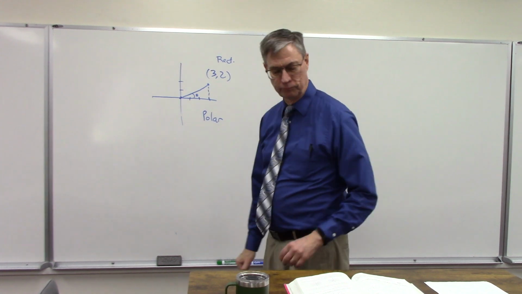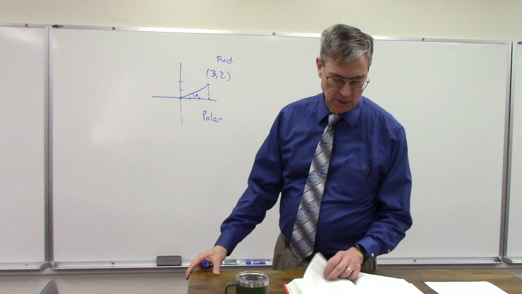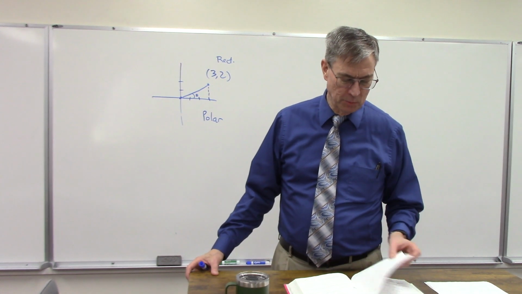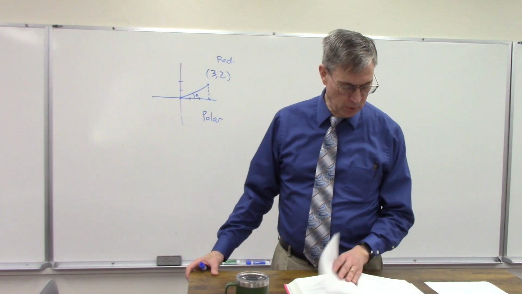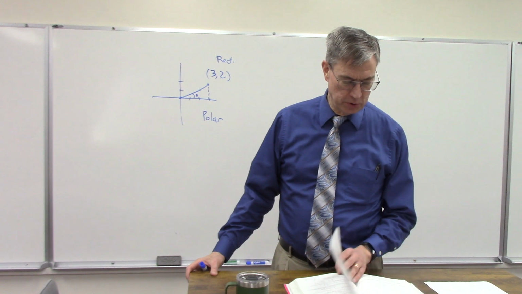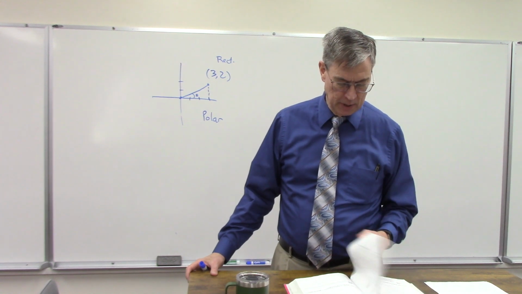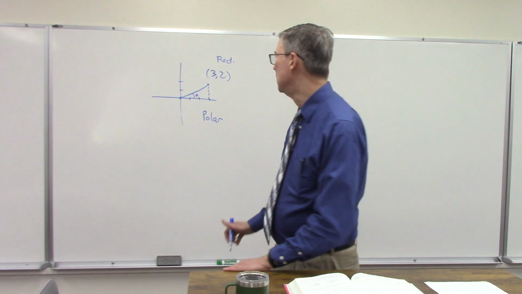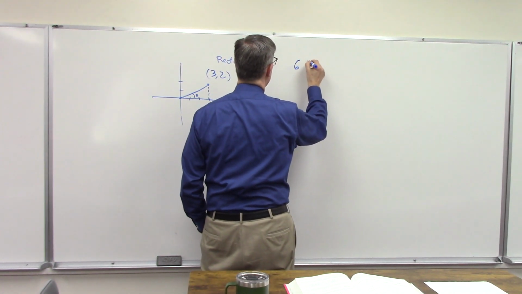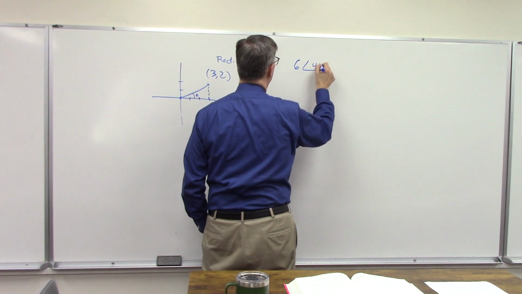So, let's figure out what would the address of that be? Well, okay, actually we're not going to go that way. They start with the polar and have you convert to rectangular. Okay, so let's say we had a length of 6 and an angle of 40 degrees.